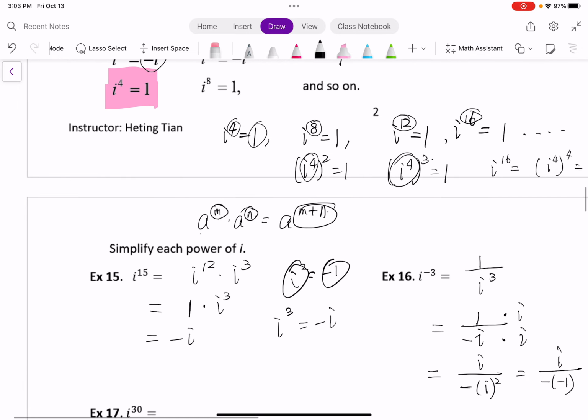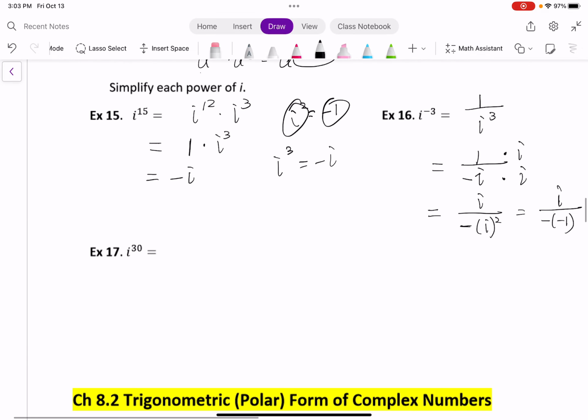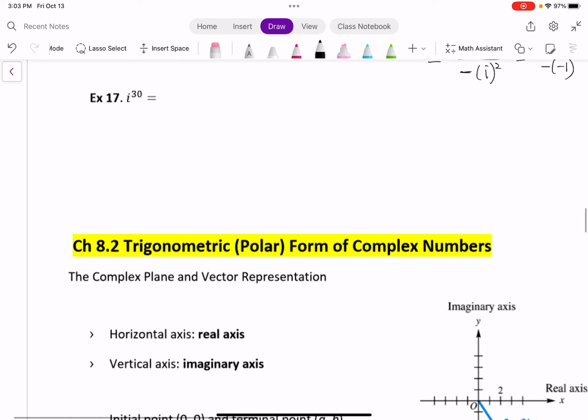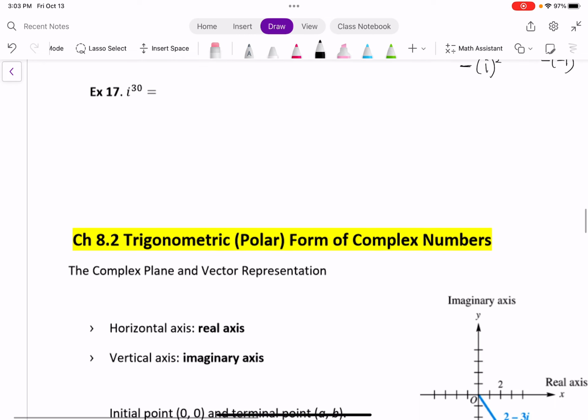Okay, so let's see the next part. i to the 30s. We need to break the power 30 into a multiple of 4. So what is that? 28, I think. And another factor could be i squared. The first factor, i to the 28, is 1. And i squared is -1. So the multiplication is -1. So this part is very similar to college algebra.